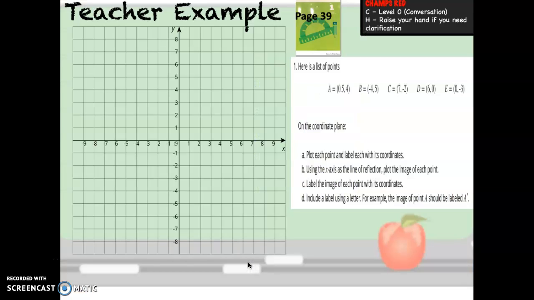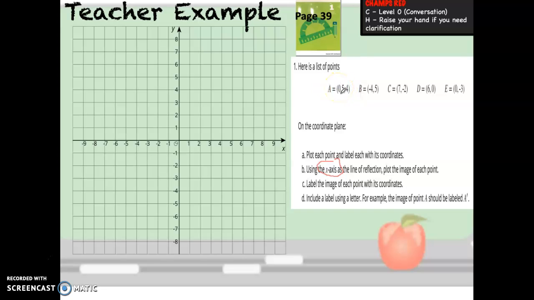Here is an example of reflection. I said that in your notes, it is going to be the same distance from the line of reflection. In this case, we're going to plot each point. I'm only going to show the first two, A and B. And we're going to use the x-axis as the line of reflection. So that's what we're going to cross, the x-axis. So we need to decode. I'm going to start with my A point.